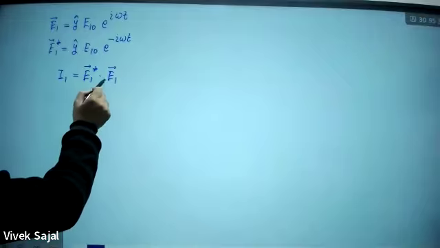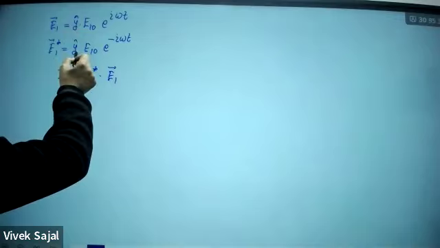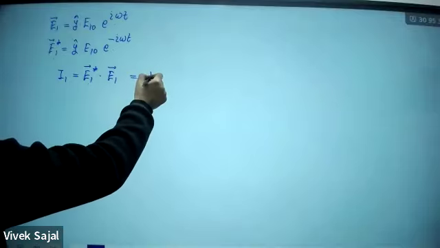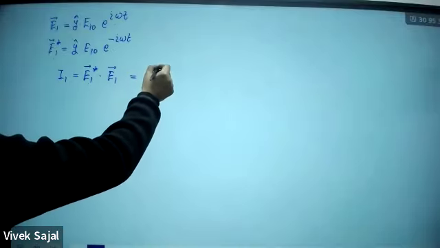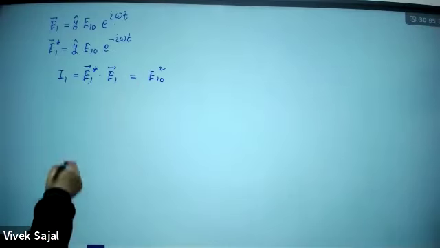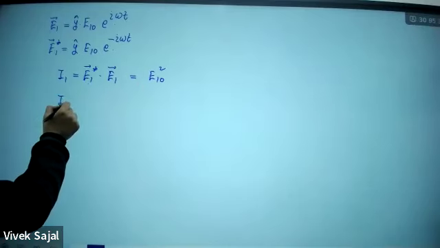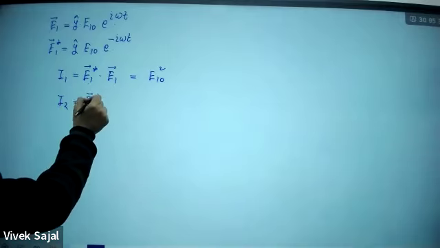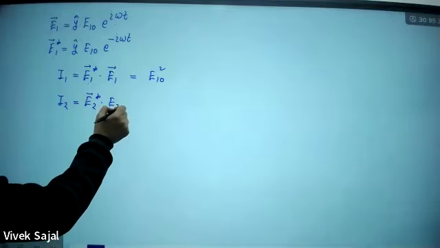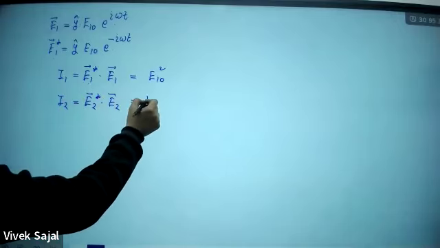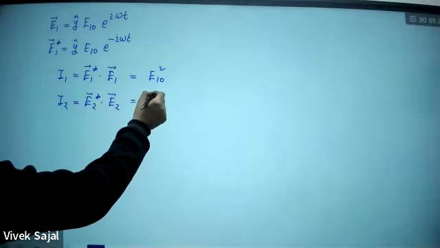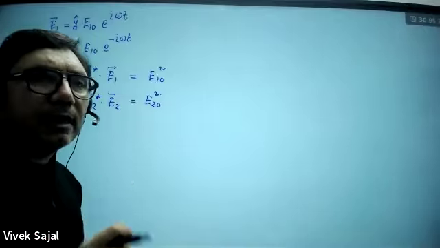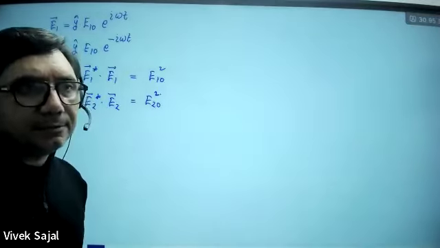If you take this dot product, y cap dot y cap will be 1. These exponential parts are going to cancel out. So you will have E1 square. What will be I2? Similarly, you can find I2 as E2 star dot E2, and that will be E2 naught square. So these are representing the intensity of the light that is emerging from slit 1 and slit 2.